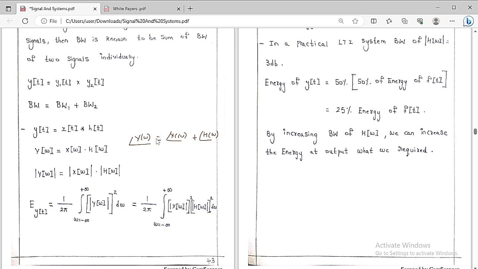This way, we don't need it, but let me write it here. So now, this point you have to keep in your mind. I want to find the energy in the output signal y of t. Basically, I want to find what is the energy in y of the signal.